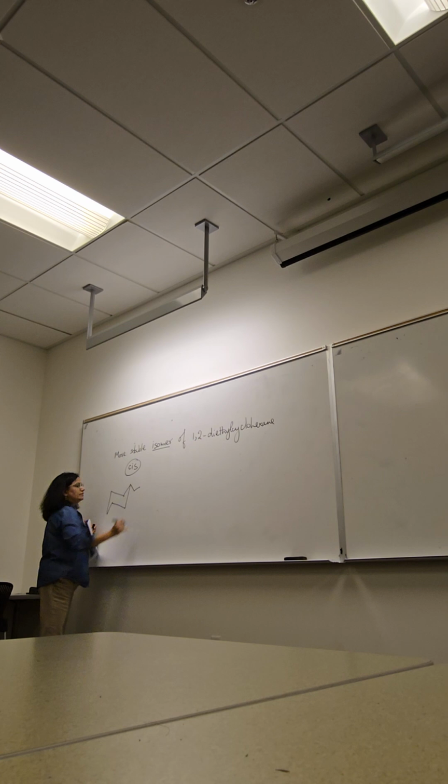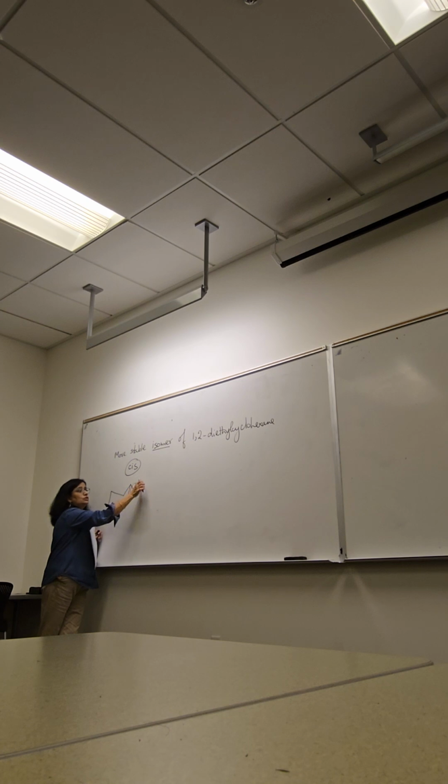If I make this equatorial, it's 1, 2, what should that one be to be cis? Is that going down or up? Down. Is this going down or up? Down. So what should this one be then? Down. And that would be what? Equatorial or axial? Axial.